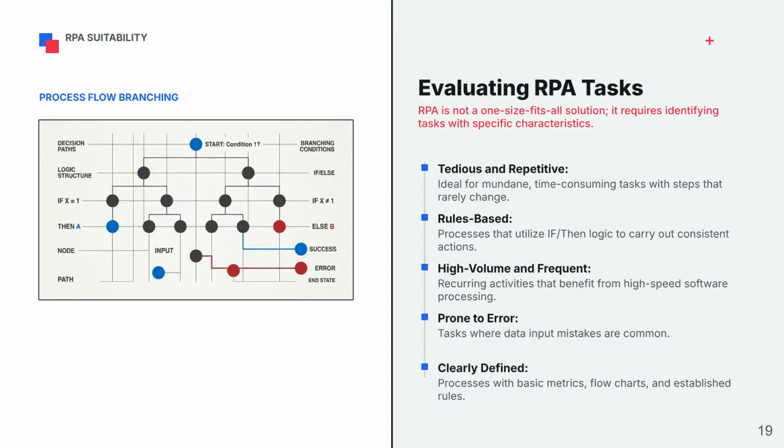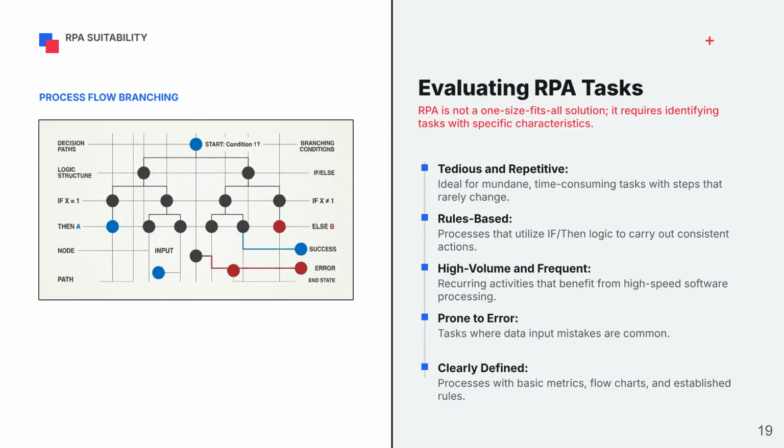Repetitive manual work often leads to mistakes in data entry or processing. Software robots perform the same task consistently, improving accuracy and reducing the need for rework. Finally, the process should be clearly defined and well documented. Flowcharts, standard operating procedures and measurable performance indicators help developers build reliable automation solutions without ambiguity.